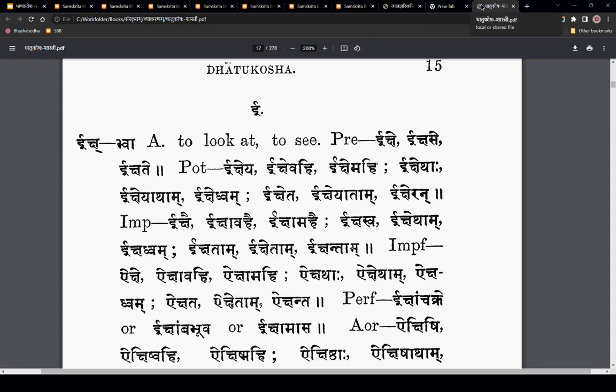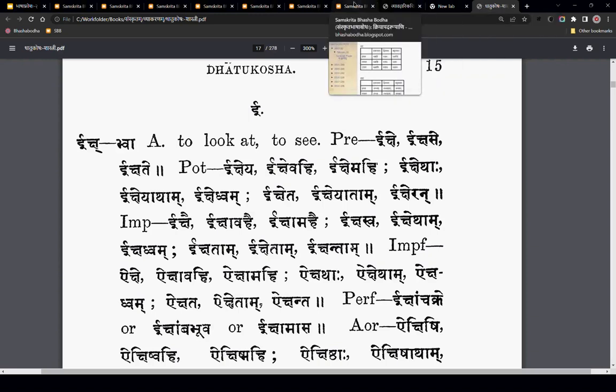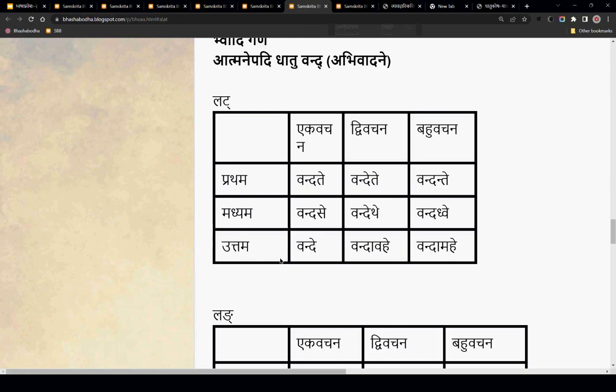Without the upasarga also you can run the forms: ikshate, ikshete, ikshante, ikshase, ikshethe, ikshadhve, ikshe, ikshavahe, ikshamahe. Adding the pra upasarga in this case keeps the meaning similar, but also adds an additional spice, indicating that they are looking intensely or attentively. Prekshate.